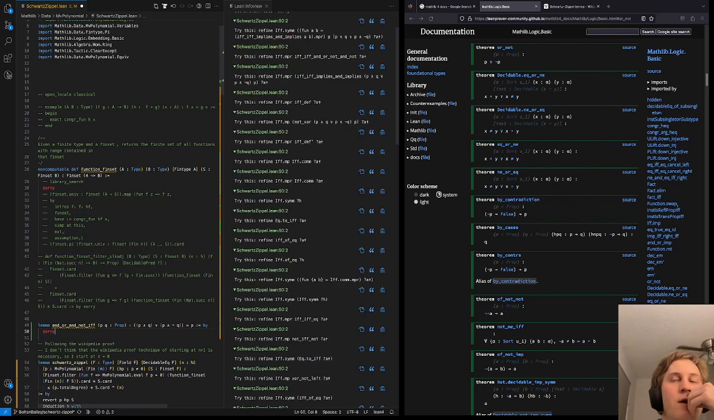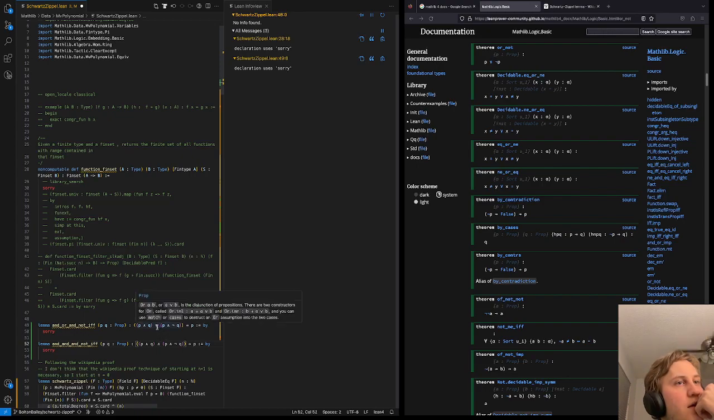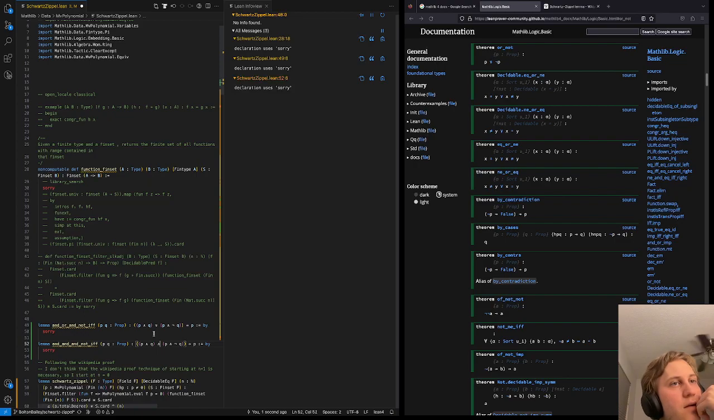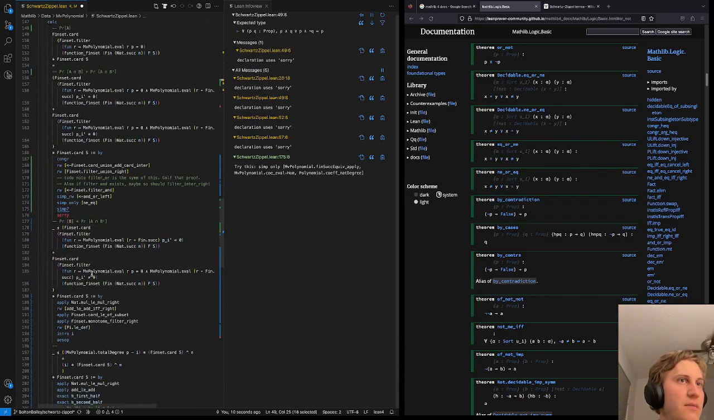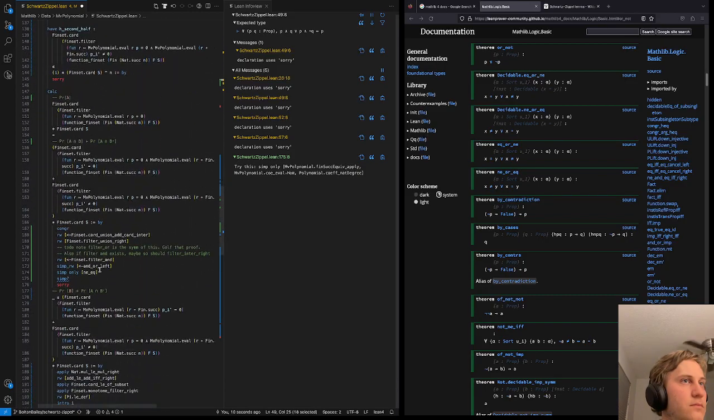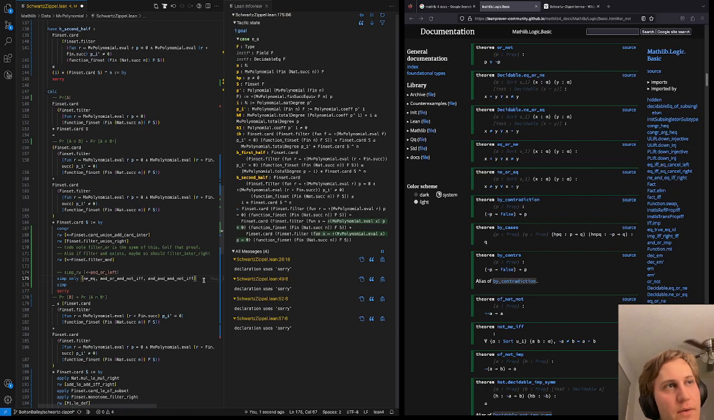Sorry. And the other one is and them. Like, what if I simplify with these two lemmas I just made? Yeah, okay. Radically simplified.